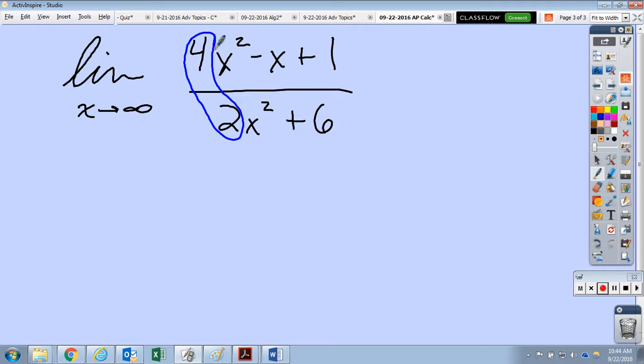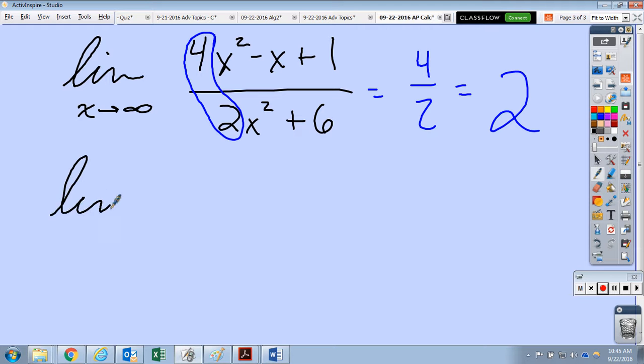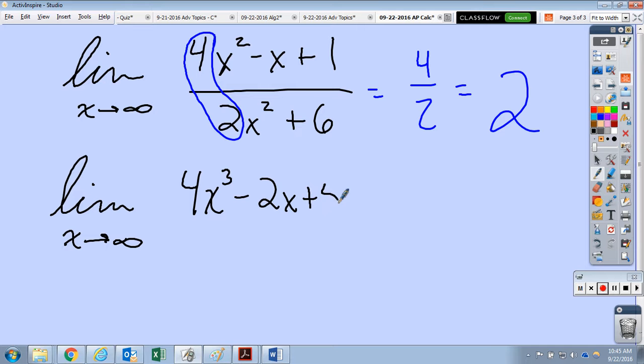What if you have something like 4x cubed minus x squared? It's just the biggest degree? Yes, the rest of it doesn't matter, because x cubed is increasing a lot faster.